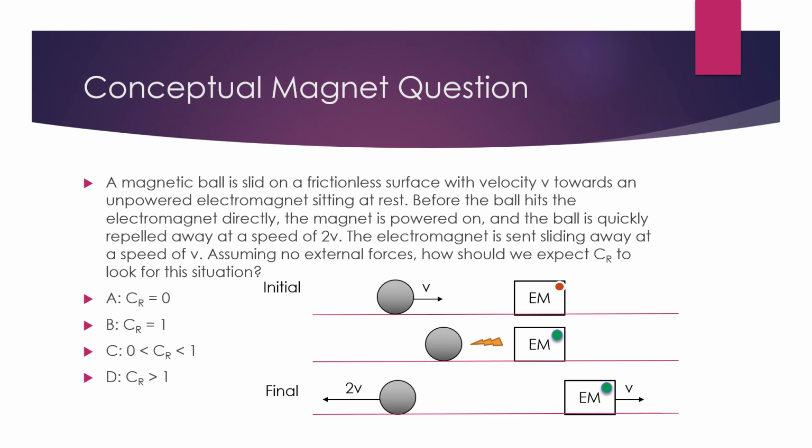3, 2, 1. The correct answer is that CR is going to be greater than 1.